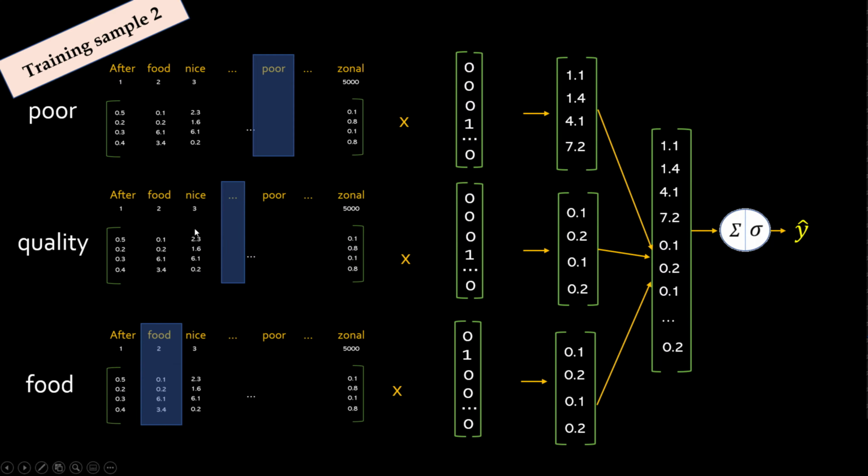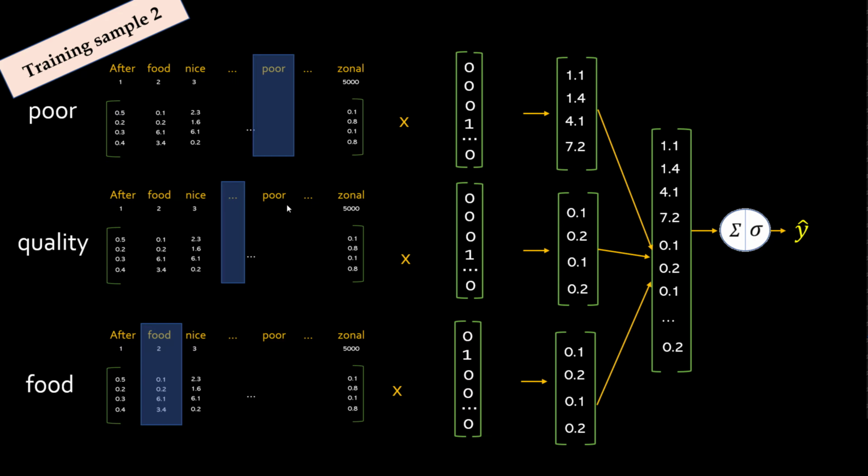Then you take the second training sample, poor quality food. This review is of course negative. So you repeat the same process, flatten out the vector, compare it with y hat, do backpropagation, and you again change these weights. This time you will be changing the weights for poor quality food, like these 2-3 columns.